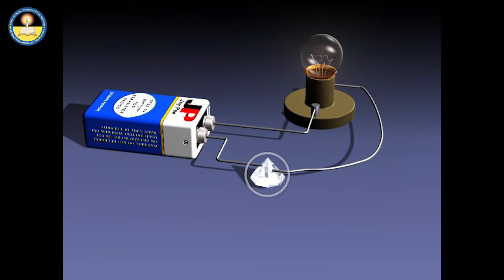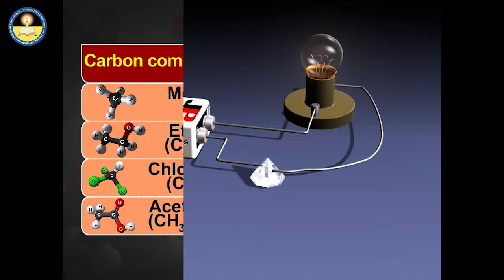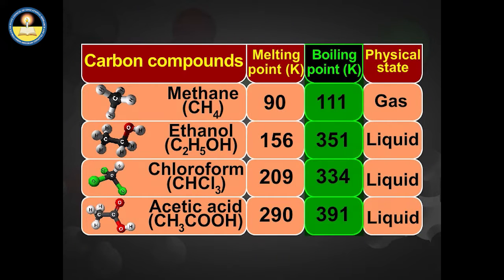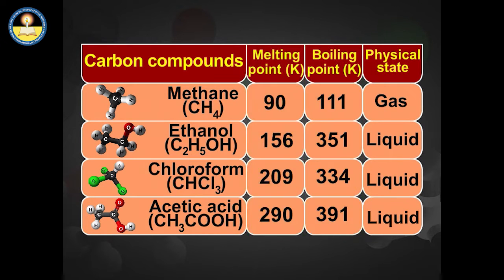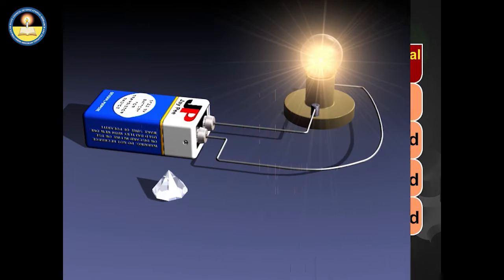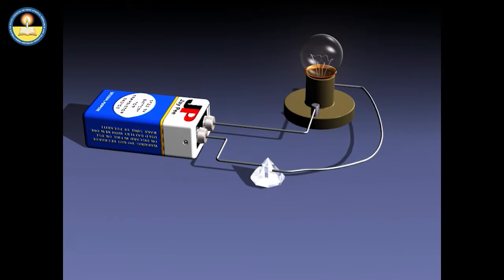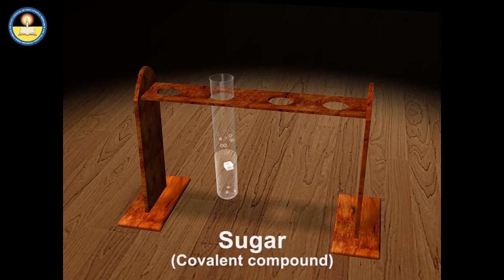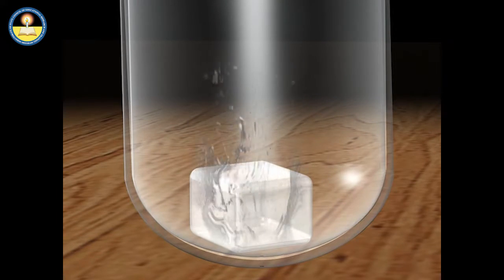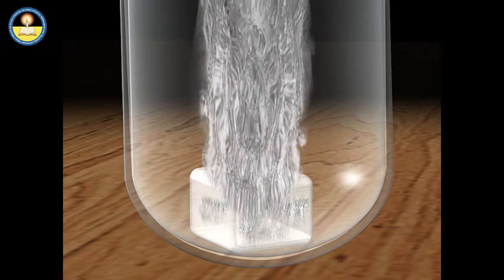Most carbon compounds are poor conductors of electricity. From the data on the boiling and melting points, we can conclude that the forces of attraction between these molecules are not very strong. Since these compounds are largely non-conductors of electricity, we can conclude that the bonding in these compounds does not give rise to any ions.